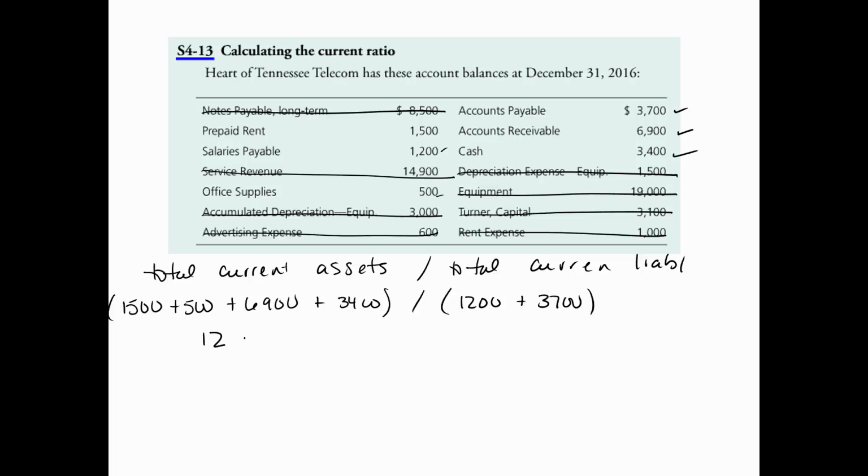So I get 12,300 in current assets divided by 4,900 in current liabilities. So I get a current ratio of 2.51, which means they have more than twice as many current assets as liabilities, so they should be more than able to pay off their current liabilities. And that's chapter 4, and now it's time to get ready for your exam.